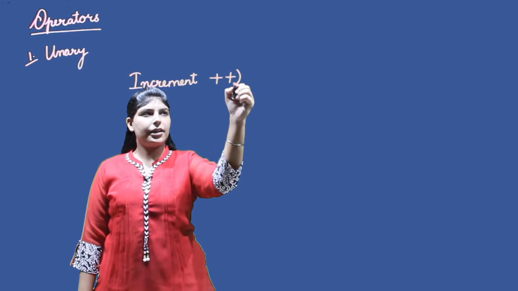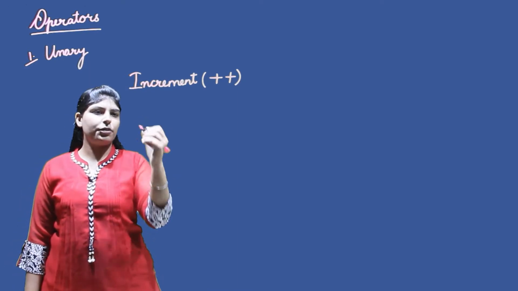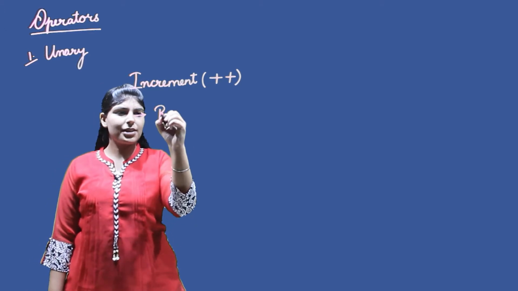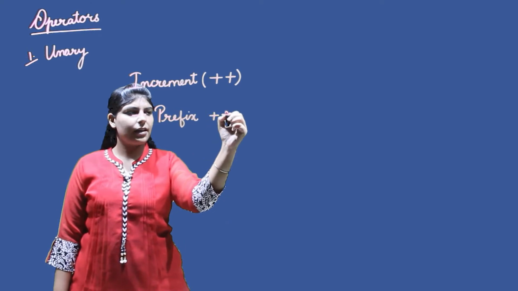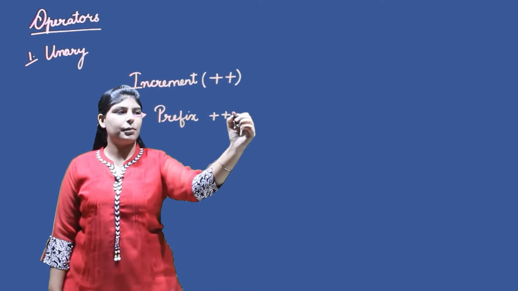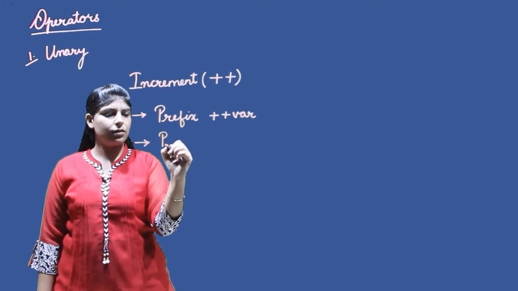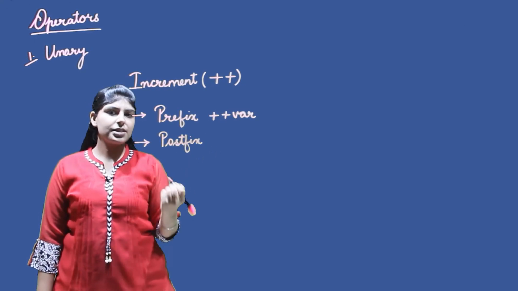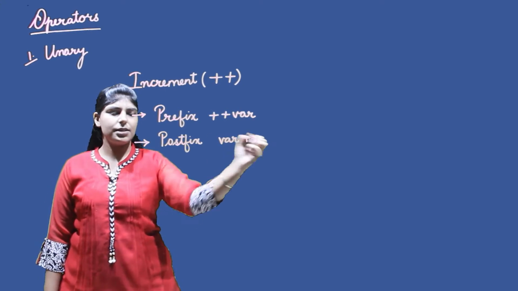Increment operator is denoted by plus plus sign. It increases the value of the variable by 1. Increment operator can be used in two different ways. It can be used in prefix or postfix notation. So prefix means I'll first write the operator plus plus and then I will write the name of variable. If I write it in postfix notation, it means first I will write the name of the variable and then I will use the plus plus sign.